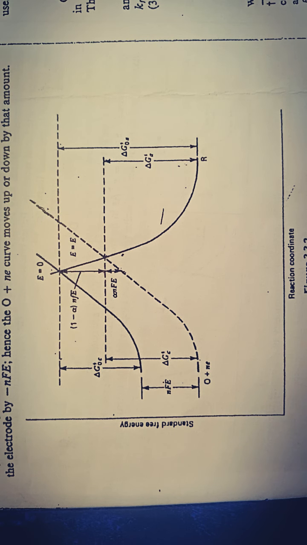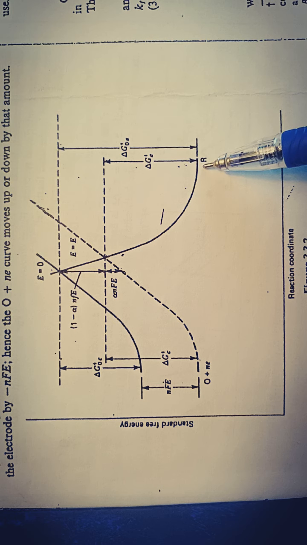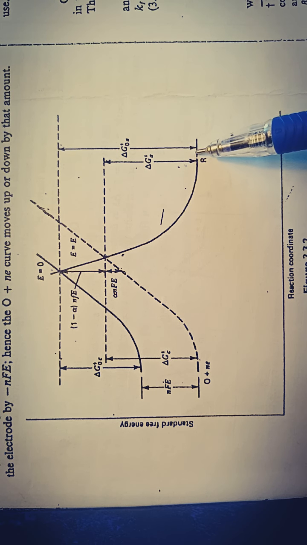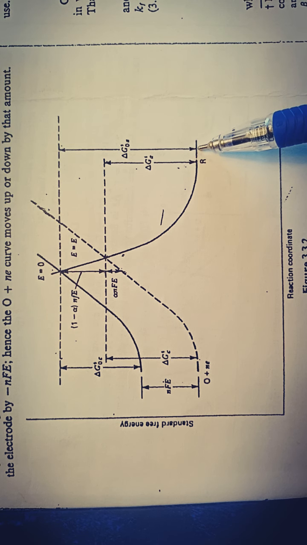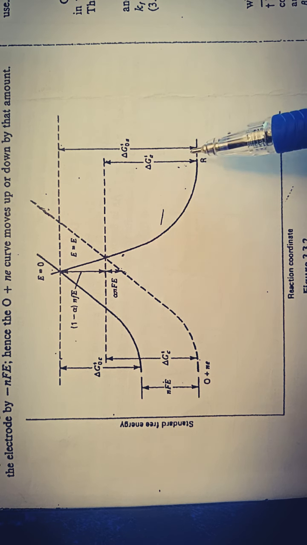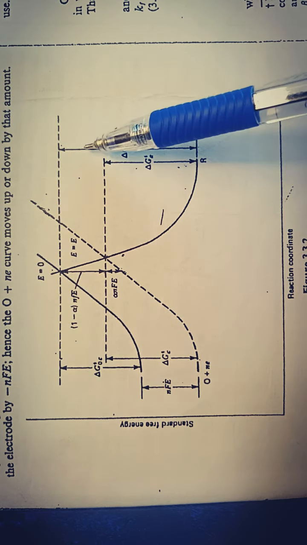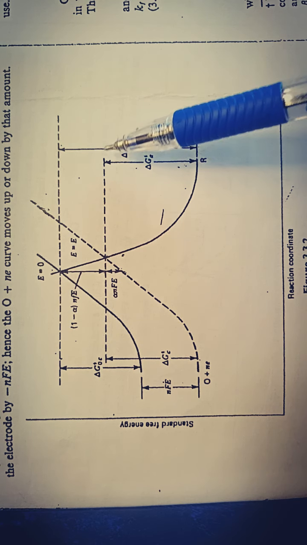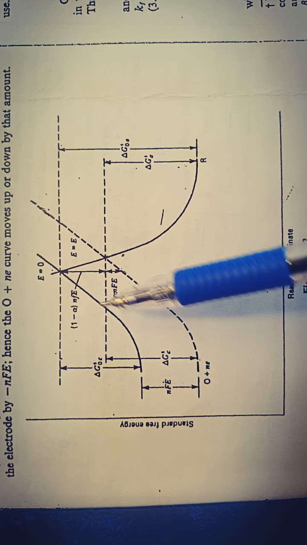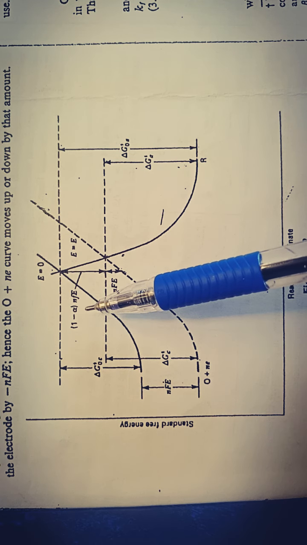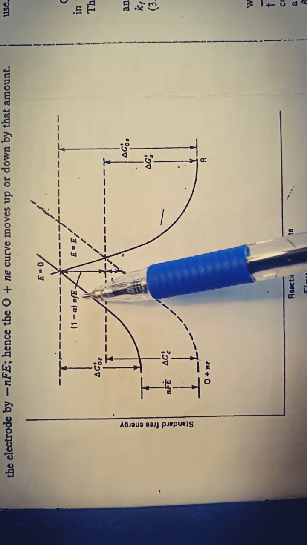Transfer coefficient and its significance. In the previous lecture we have seen that the energy barrier for oxidation at applied potential is less than the energy barrier that is observed at equilibrium condition by a fraction of the total energy change. So here this fraction was actually 1 minus alpha into the energy term.